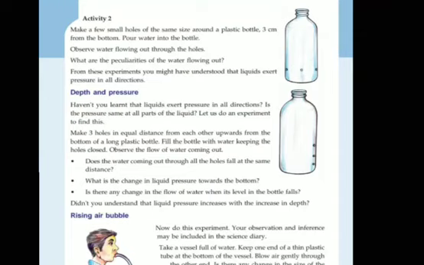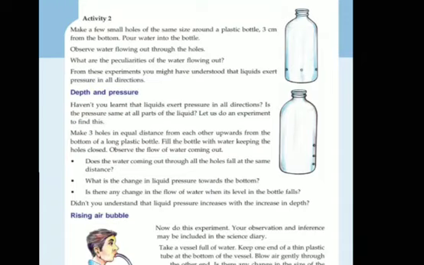Now under the topic depth and pressure, here we are going to look at another experiment. What happens to the pressure when the depth increases or decreases? Here you make 3 holes at equal distance from each other, upwards from the bottom of a long plastic bottle. Then fill the bottle with water, keeping the holes closed. Then you open the holes and observe the flow of water coming out.